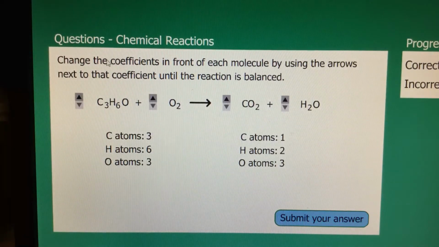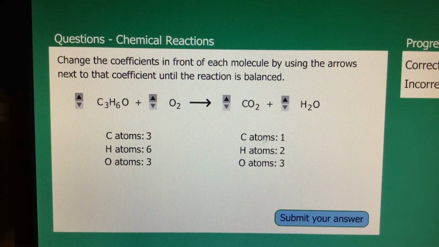All right, and now it says change the coefficients in front of each molecule by using the arrows next to the coefficients until the reaction is balanced. So let's take a look at the clues they gave us down here. This is a tip when we are balancing any chemical reaction: we count up the atoms and make a list of the atoms that are the reactants, and here there's a list of the atoms that are products. This is a great method for balancing your chemical reactions.